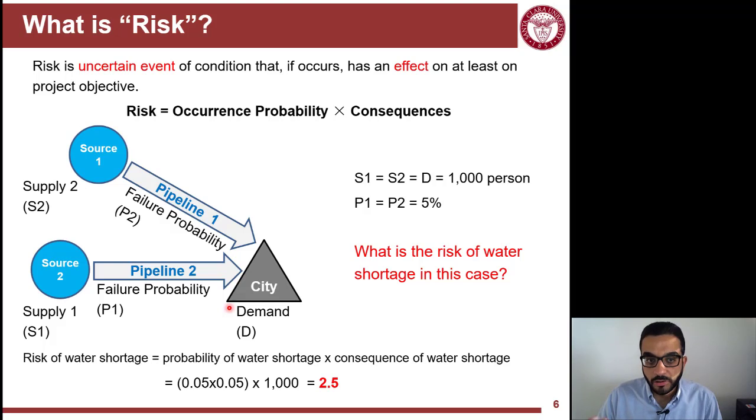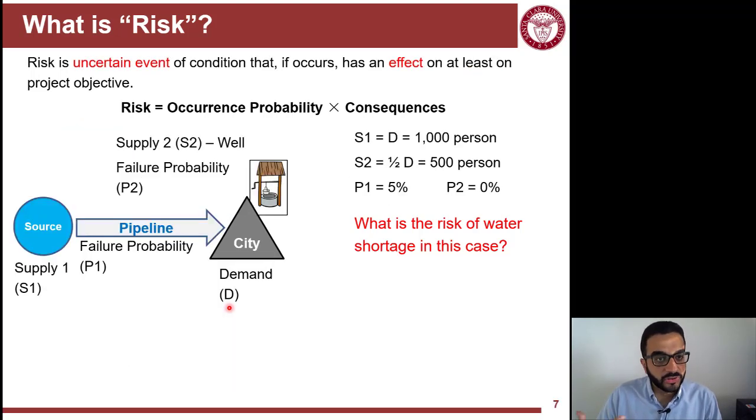Another way of dealing with such a risk of water shortage is dealing with only one pipeline, but providing another water source that has no significant probability of failure. So in this case, P1 and P2, but this water source, the well, can only satisfy the demand of 500 people. So now what's the risk of water shortage in this case? If you think about it, there is a failure of the whole system to provide 1,000 people with water. This probability is 5%. But if this happens, not all the demand will be unsatisfied, actually only half of it. So what's the risk of water shortage in this case?